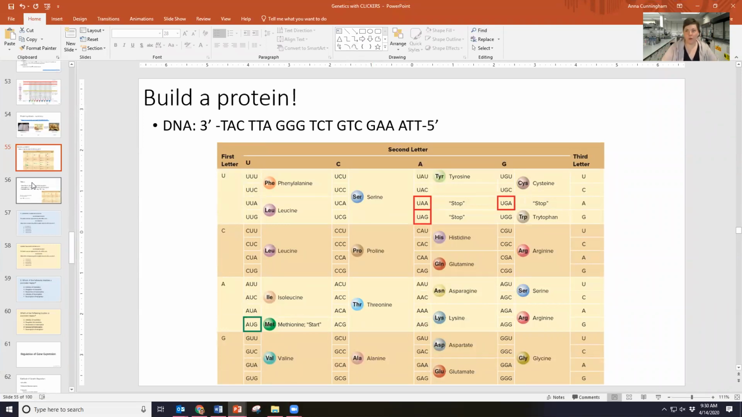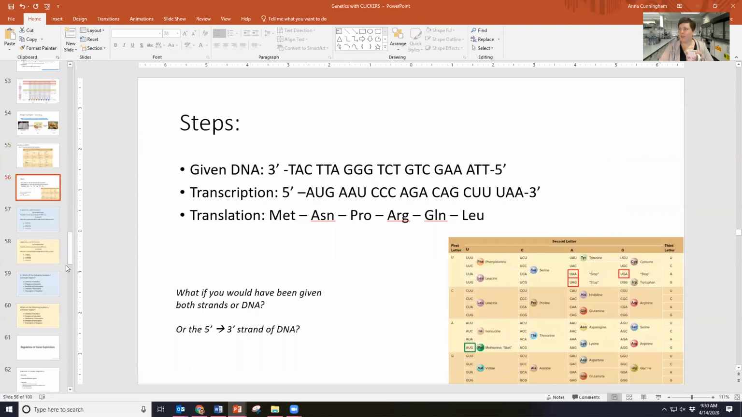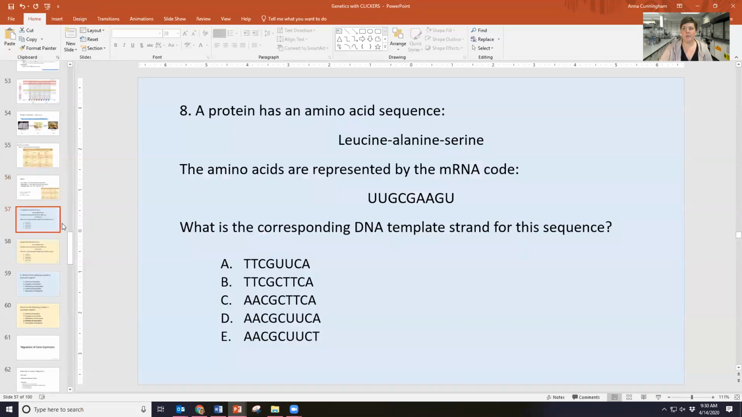Okay, so let's move forward. This slide was just meant to give you an idea of what we just talked about. Again, I will also post that Word document that I just created for you as well. We do have a couple of clicker questions, but for the sake of time, I really want to move into regulation of gene expression. But I do want to talk about this just really quick.